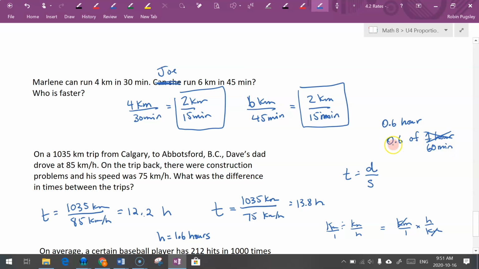And we know when you're finding a fraction, 0.6 or 6/10 of something, it's the same as multiplication. So you can go 0.6 multiplied by 60 minutes to convert that into minutes. So 0.6 times 60 is, oh, that's 36 minutes. So the difference is going to be 1 hour and 36 minutes. Okay, so that's the tricky part, how to convert a part of an hour into minutes. You take your 0.6 and you multiply it by 60, right?